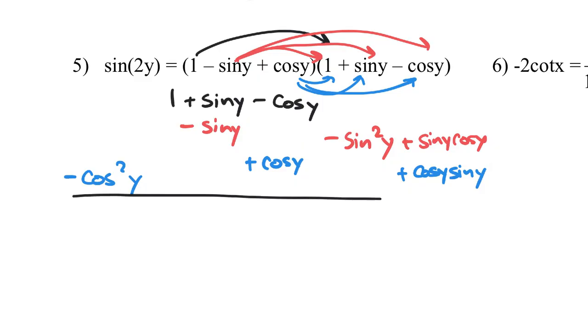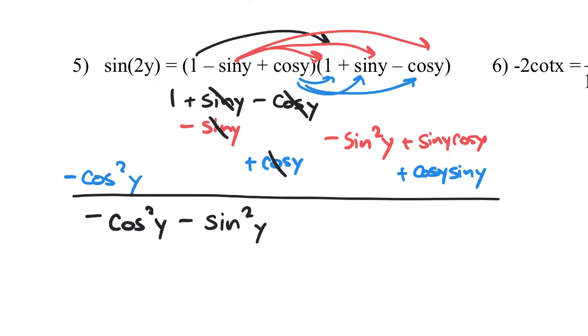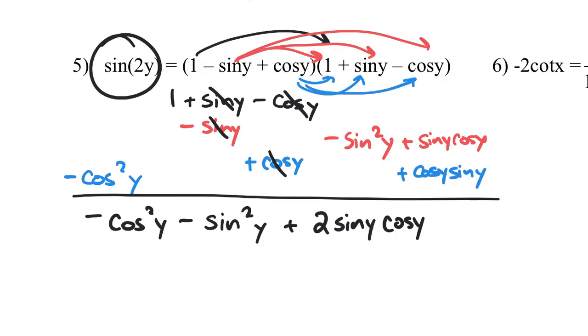So I'm going to combine all my like terms here and rewrite as a single expression. Well, let's start. The sine y's cancel. The cosine y's cancel. So let's say negative cosine squared y minus sine squared y plus 2 sine y cosine y. And in my head, I'm feeling pretty good about things because that 2 sine y cosine y is very much what the sine double angle looks like.